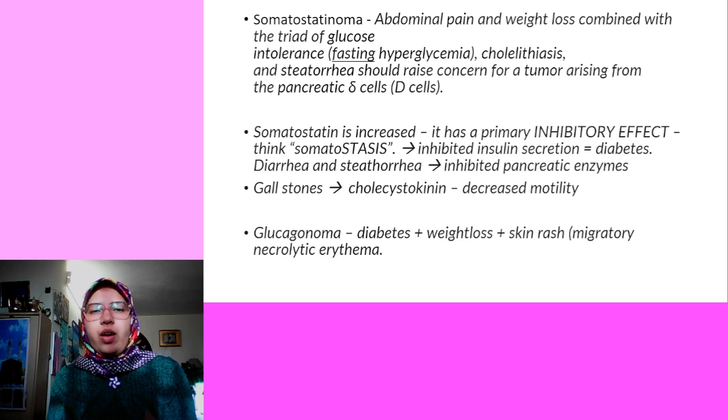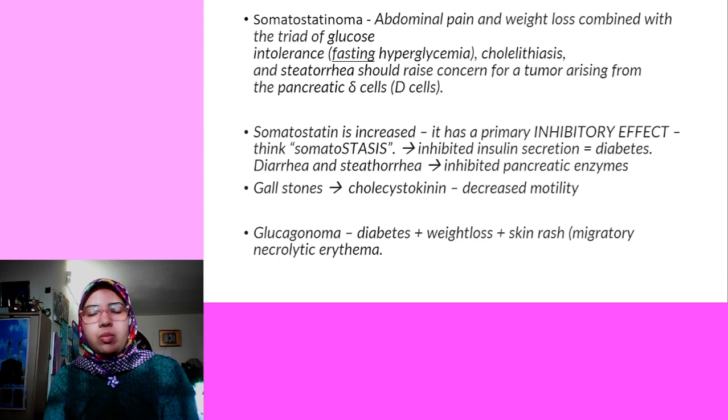So you're going to have a triad of fasting hyperglycemia, cholelithiasis, and steatorrhea should raise concern from a tumor arising from the pancreatic delta cells, which is a somatostatinoma. So remember, somatostatin is increased. It has a primary inhibitory effect. Think of the words somatostasis. So insulin is inhibited, diabetes, diarrhea, and steatorrhea due to inhibited pancreatic enzymes, gallstones due to decreased motility of the gallbladder.